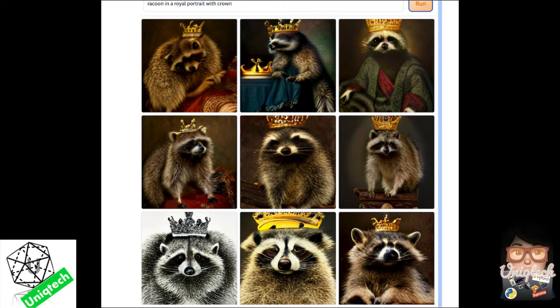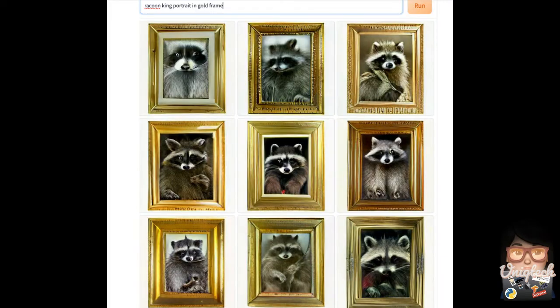We still want a portrait. Let's add a gold frame. So in the words, I added Raccoon King portrait in gold frame, and I left out the crown part, and the result was still very interesting, very cool. It understood exactly my natural language and generated the right image that corresponds with the natural language text.